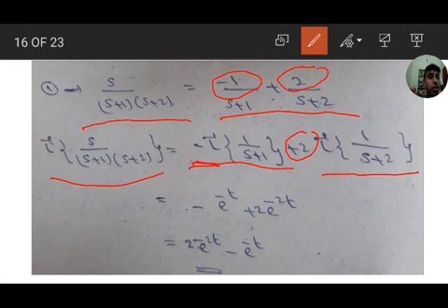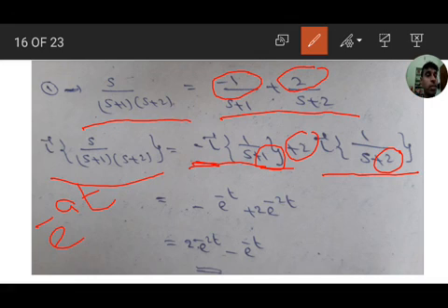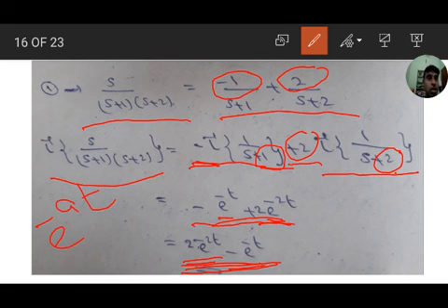Therefore here both are 1 by (s plus a) formula, that is L inverse of 1 by (s plus a) equal to e to the power of minus at. Here a equal to 1, here a equal to 2. a equal to 1 means e to the power of minus t. a equal to 2 means e to the power of minus 2t. Coefficients must be written as it is. So minus e to the power of minus t plus 2 into e to the power of minus 2t. Therefore 2 into e to the power of minus 2t minus e to the power of minus t is the final answer. First writing positive term, next negative.